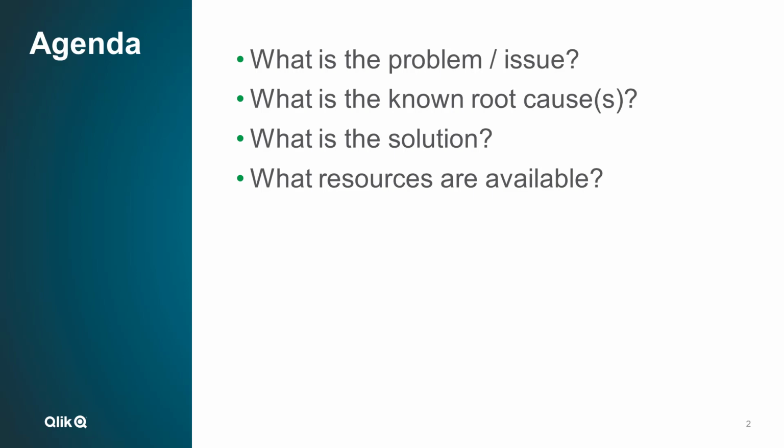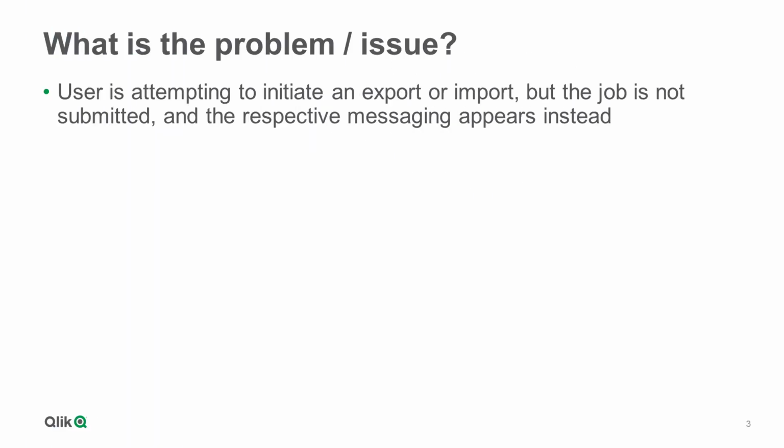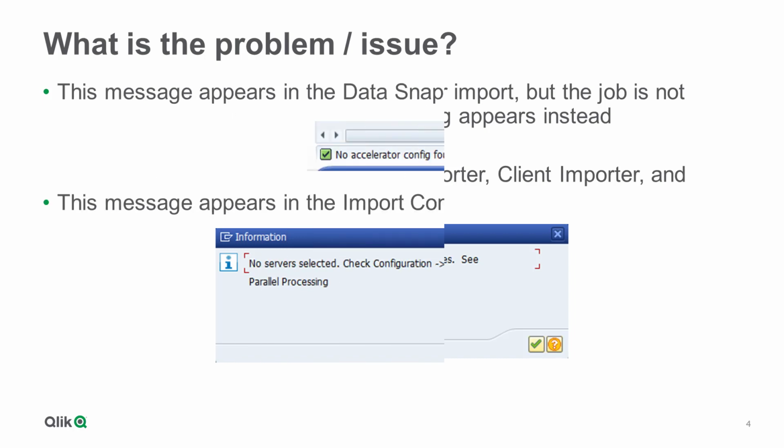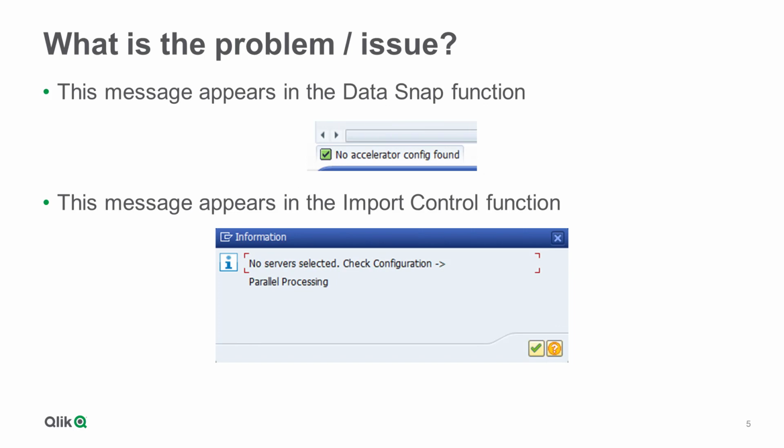resources are available. The problem is that when users attempt to initiate an export or import, the job may not be submitted, and Gold Client will respond with various messaging. This first message appears in Client Exporter, Client Importer, and Export Control. These messages appear in DataSnap and Import Control respectively.